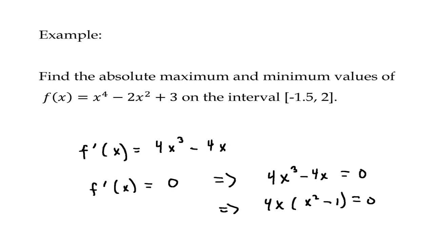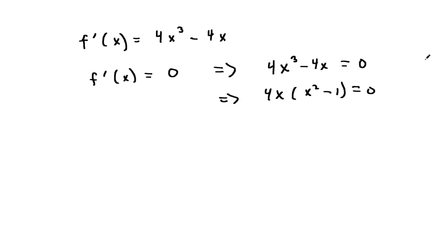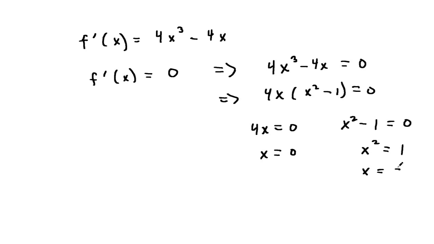So we get these two factors. So 4x equals 0 and x squared minus 1 equals 0. Solve each one for x. Okay, so these are my critical numbers.